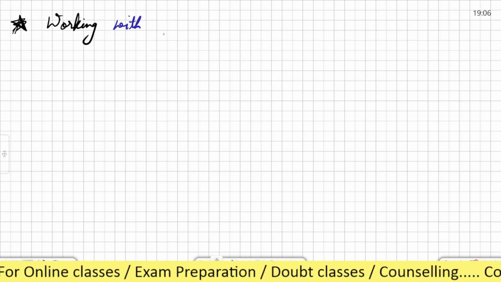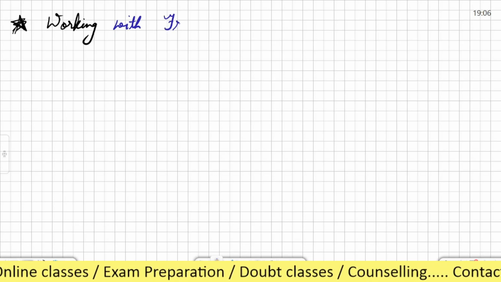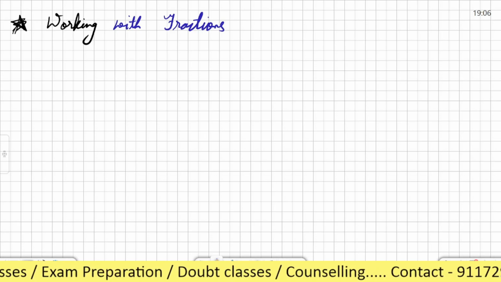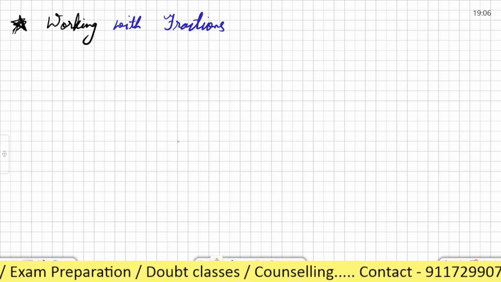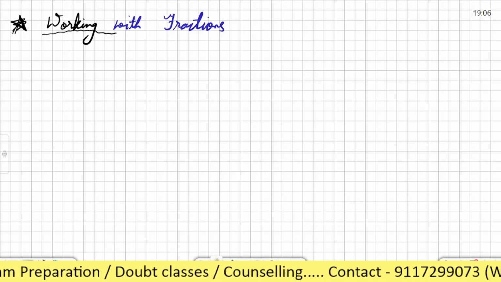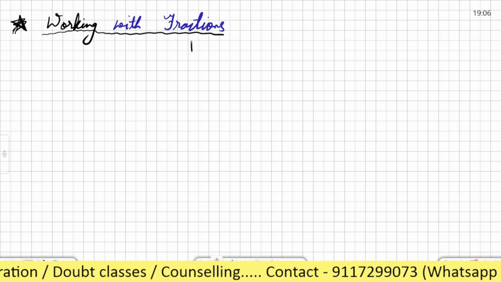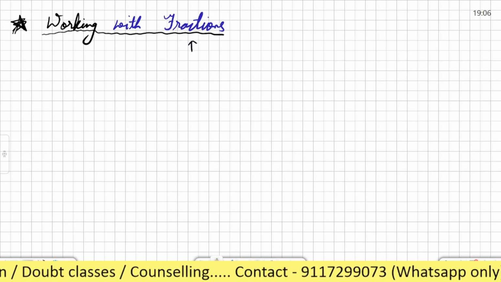Yeah, it's working with fractions, right? So let's see here. As you can see, here it's written working with fractions, right? The fraction, you know about it now?